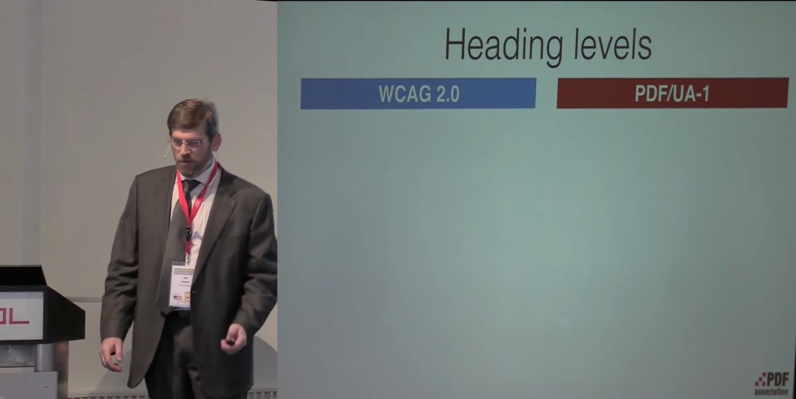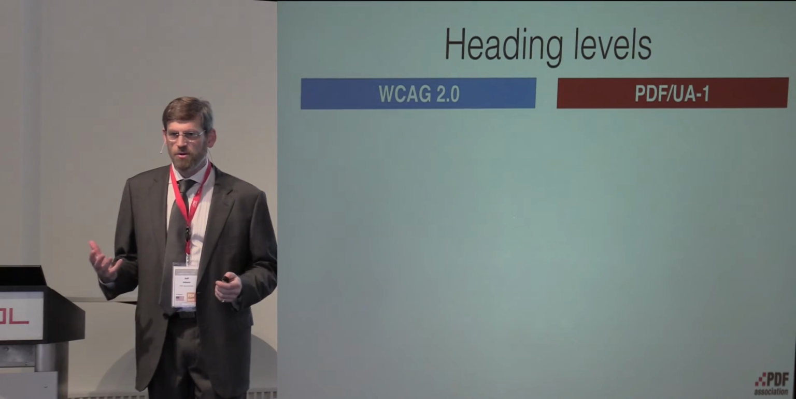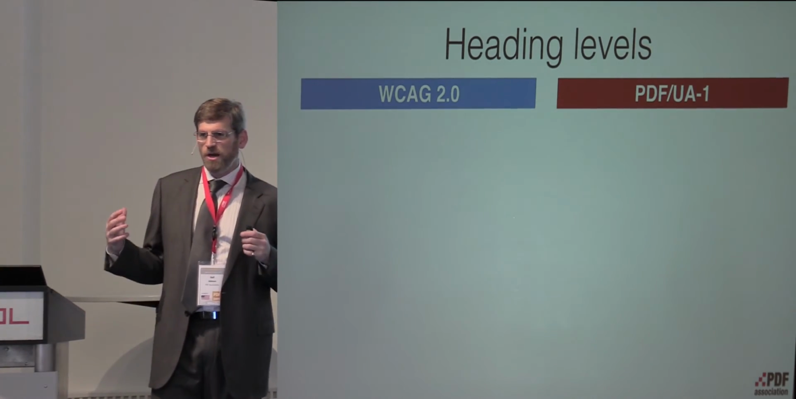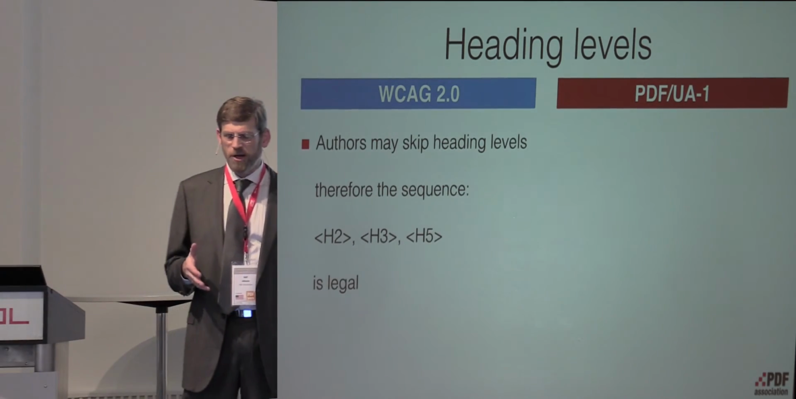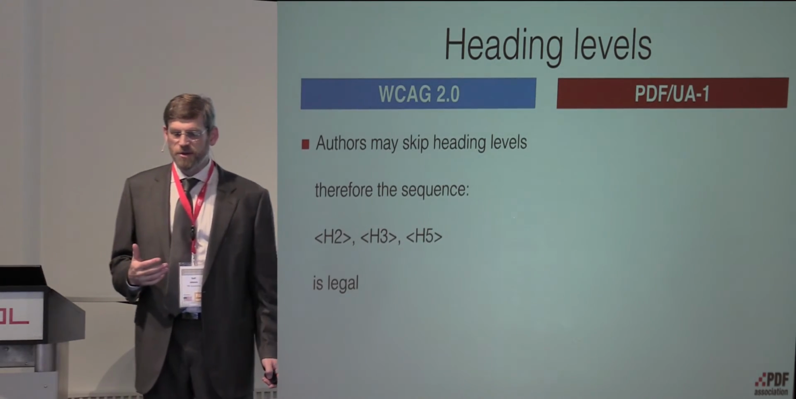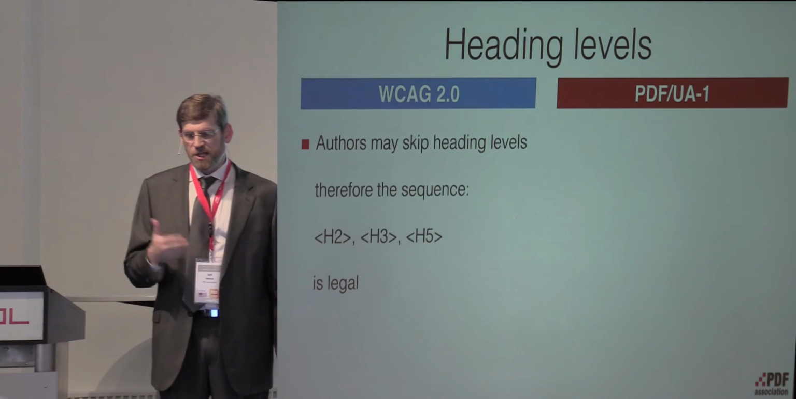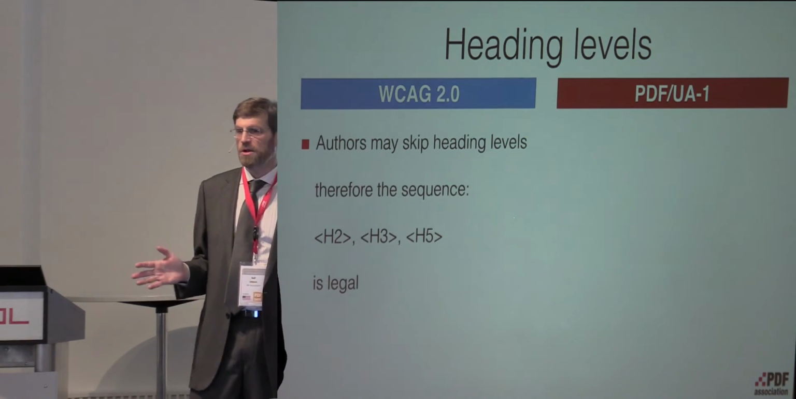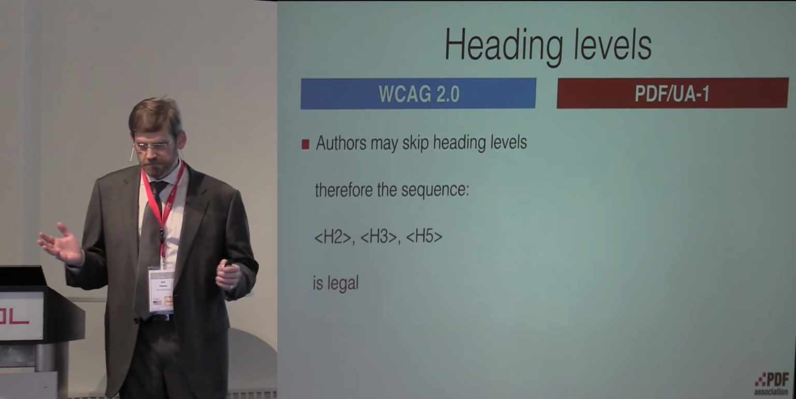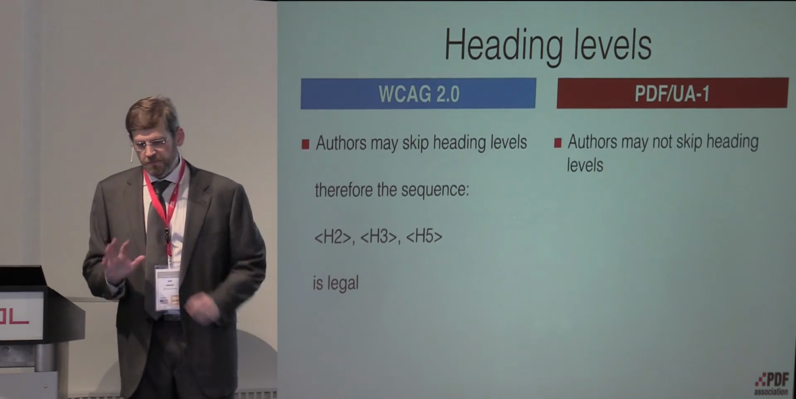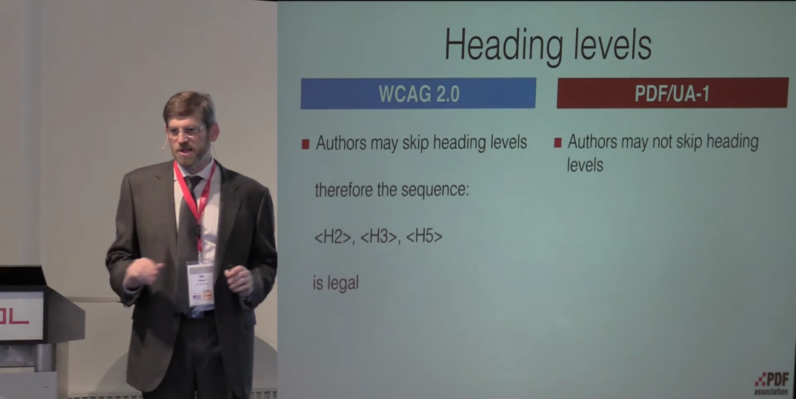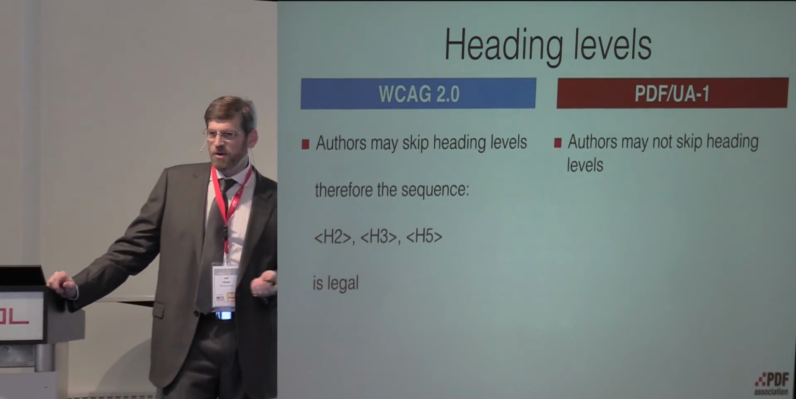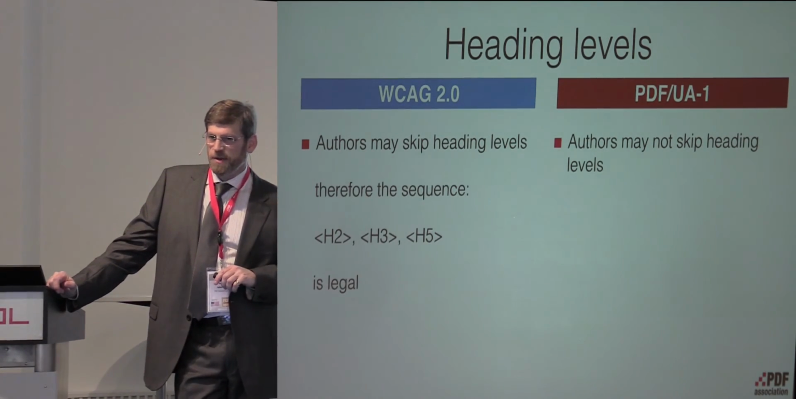A brief word about heading levels, because it's about the only area in which WCAG 2.0 and PDF/UA clash slightly. In WCAG 2.0, authors may skip heading levels. The sequence H2, H3, H5 is legal in WCAG 2.0. That's the fact of the matter. In PDF/UA-1, authors may not skip heading levels.